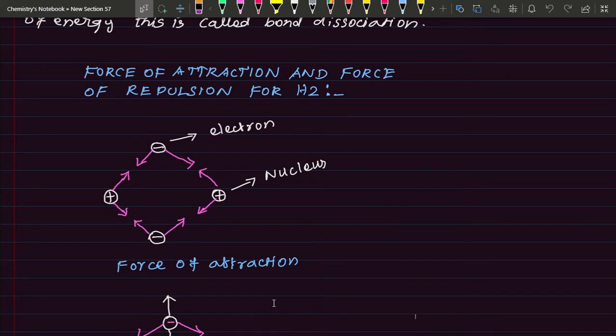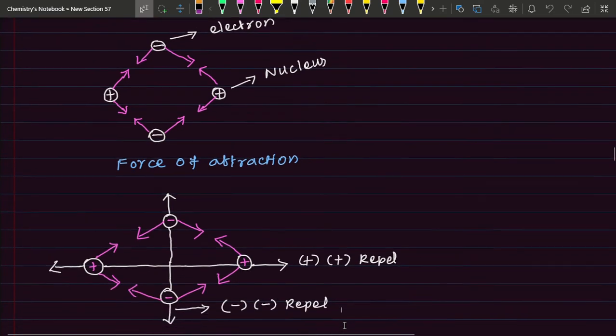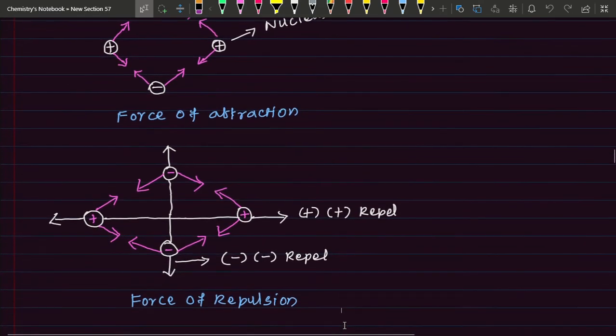But if we see the repulsive force below, this is the 4 possible here, and here only 2 possible. This electron only repulsive, this nucleus only repulsive. Above the diagram there are 4 possibilities, here 2 possibilities. So attraction force is more, repulsive force is less. See below.